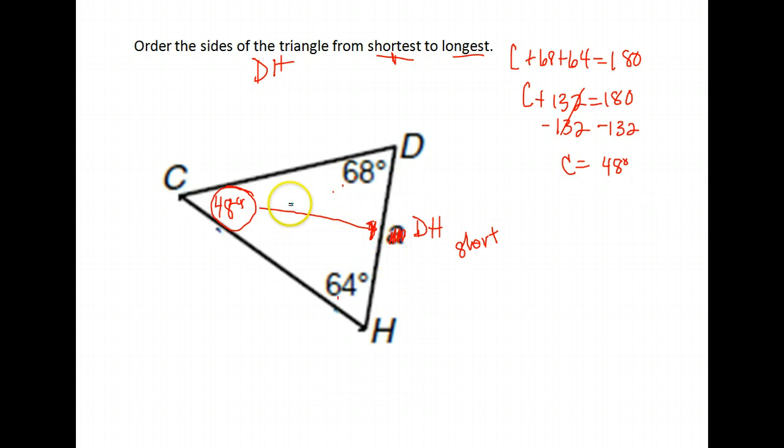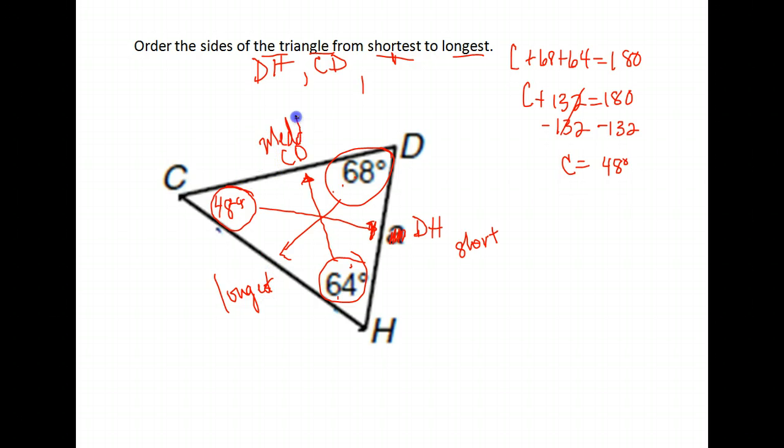Okay, next up, we look at our next biggest angle. The next biggest angle is 64. So across from that 64-degree angle is our next side in order from smallest to longest. So CD. And finally, our biggest angle should be across from our longest side. Okay, so our longest side would be CH. Right, so that's what we can use it for. We can identify the angles, and then again, the smallest angle is across from the shortest side. The biggest angle is across from the longest side.